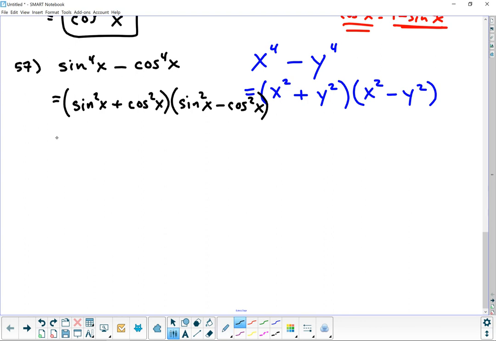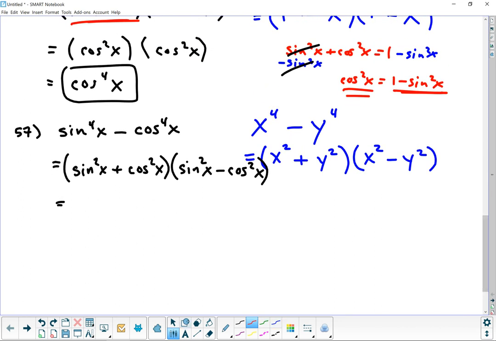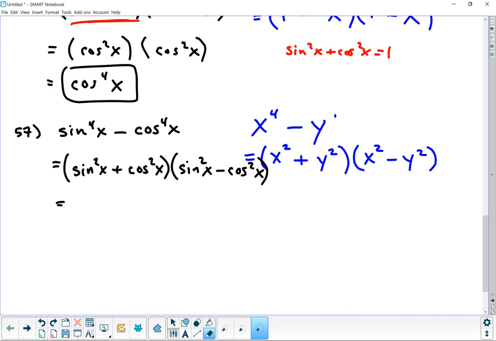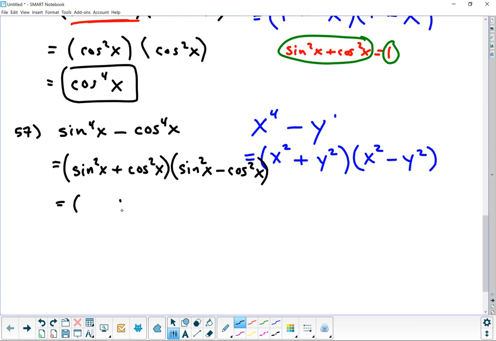And we know from our trig identity, this one up here, that sine square x plus cosine square x equals 1. So this part equals 1. This part is still going to be sine square x minus cosine square x. And we could just finish it off with sine square x minus cosine square x.